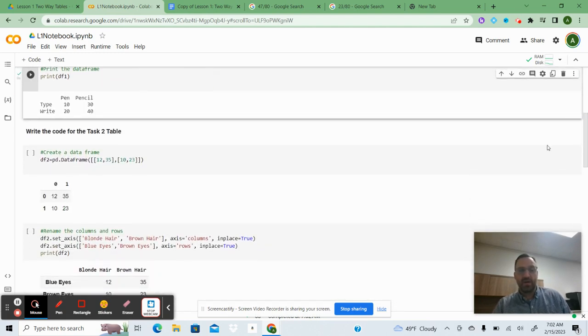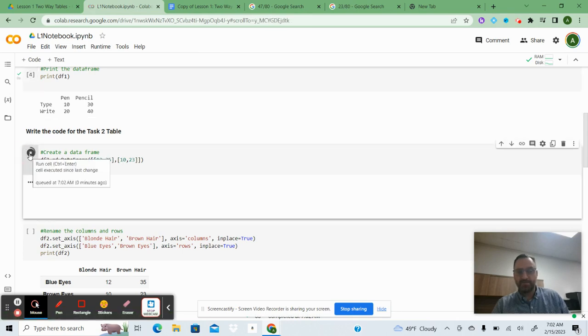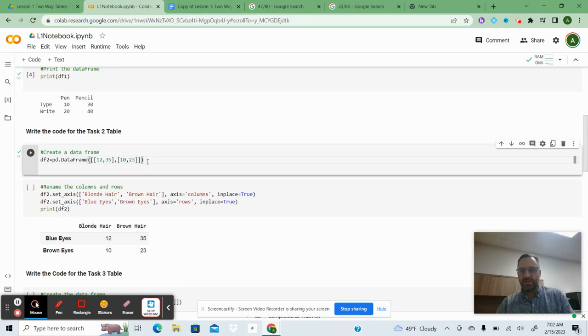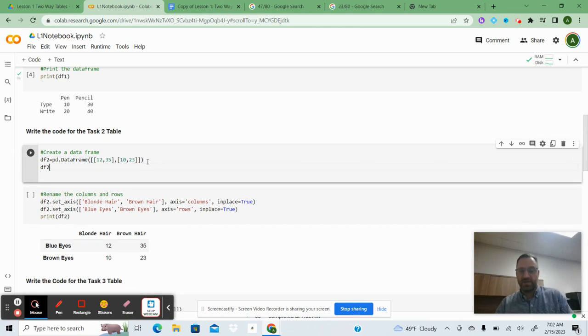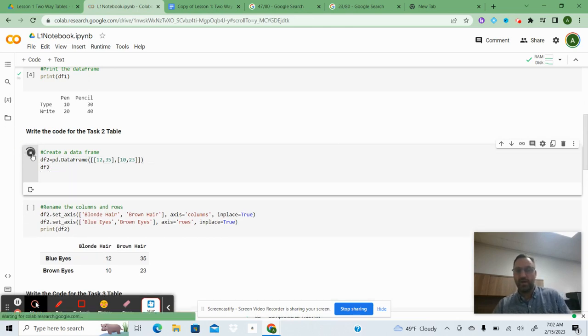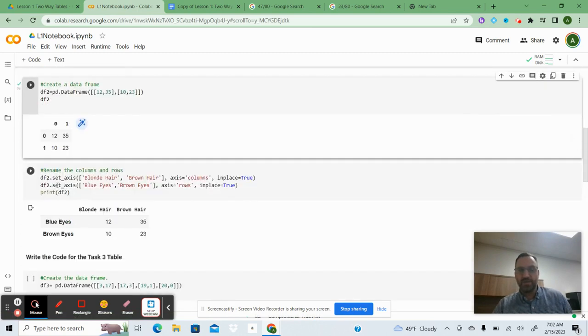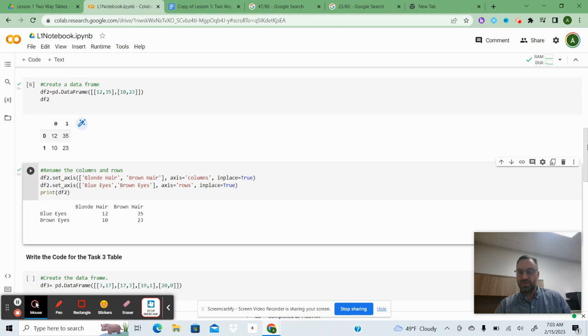So now for the second code, what I'm going to do is put in data frame 2, where the first row is 1, 2, 3, 5 and the second row is 1, 0, 2, 3. And then what I can do here is just put df2 to kind of look, did that actually work for what I wanted? And then you just use that column to recall the columns. I want blonde hair and brown hair. And then the different rows, I want blue eyes and brown eyes. So you just use that set axis, type those in, and it will replace those.